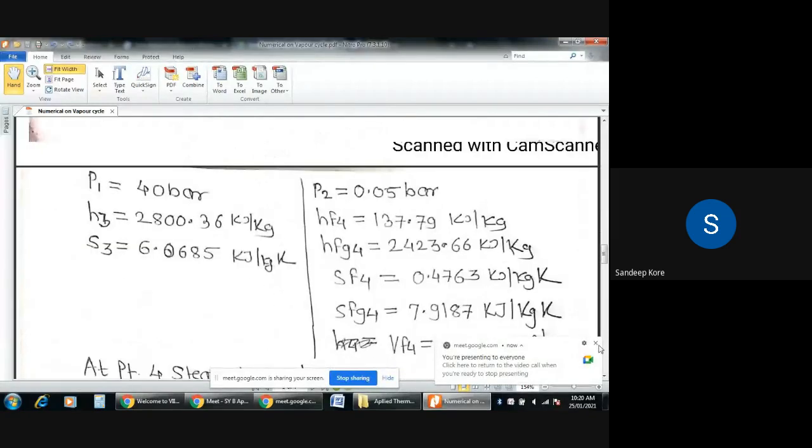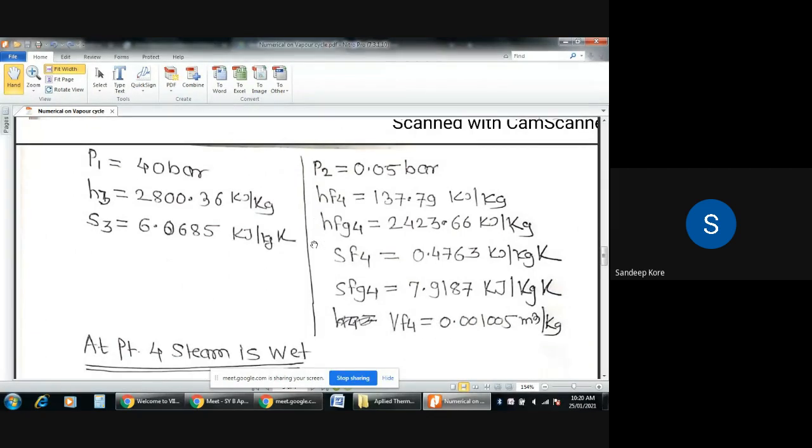So in the second numerical, which is on your screen, it is based on vapor power cycle. What are the conditions we have been given? The boiler pressure is 40 bar and the condenser pressure is 0.05 bar. The steam is dry and saturated at the inlet of the steam turbine. Find out the Rankine cycle efficiency, specific steam consumption, and net work. These are the three parameters you have to find out.